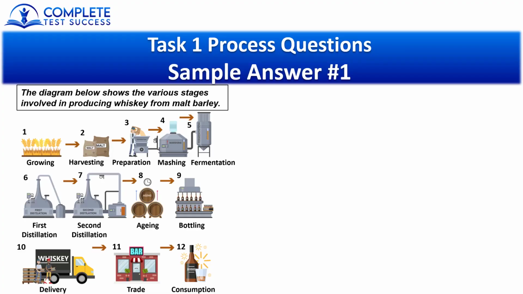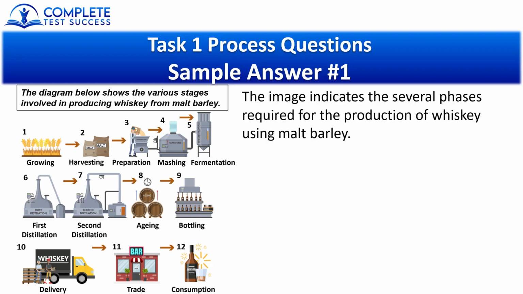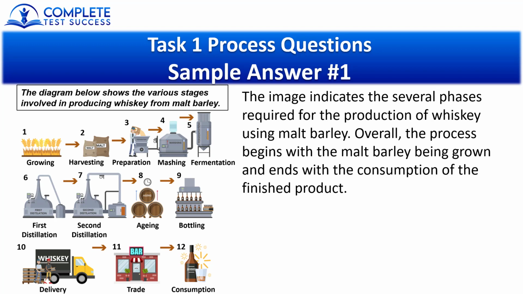So this here is the question we will use to write the first sample answer. In step 1, we take some time to analyze the question, and then we move on to step 2 and write the paraphrase. The image indicates the several phases required for the production of whiskey using malt barley. And then we need to write the overview using those 3 components that we already looked at. To start, we describe the first and last steps. Overall, the process begins with the malt barley being grown and ends with the consumption of the finished product.